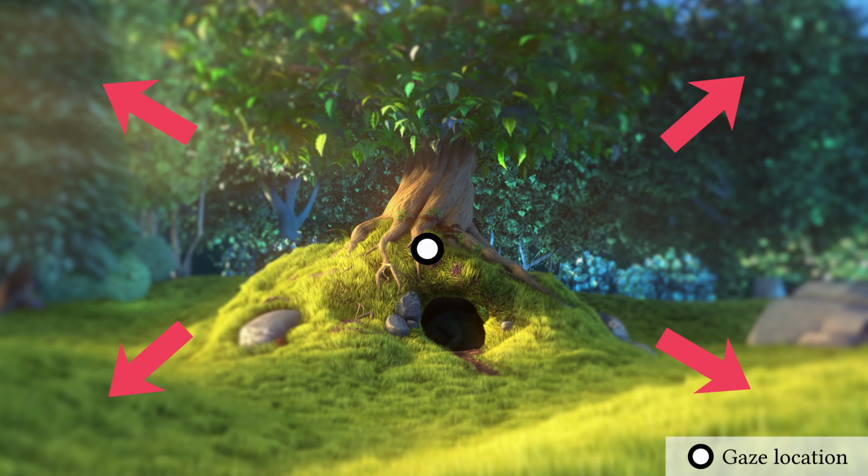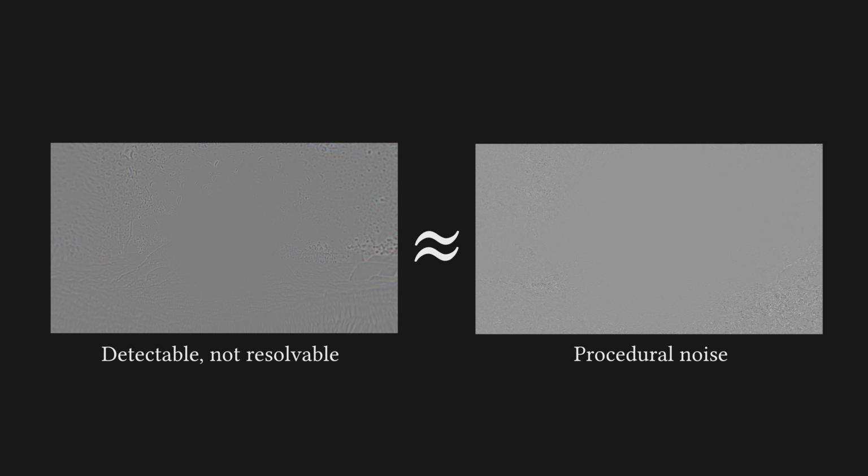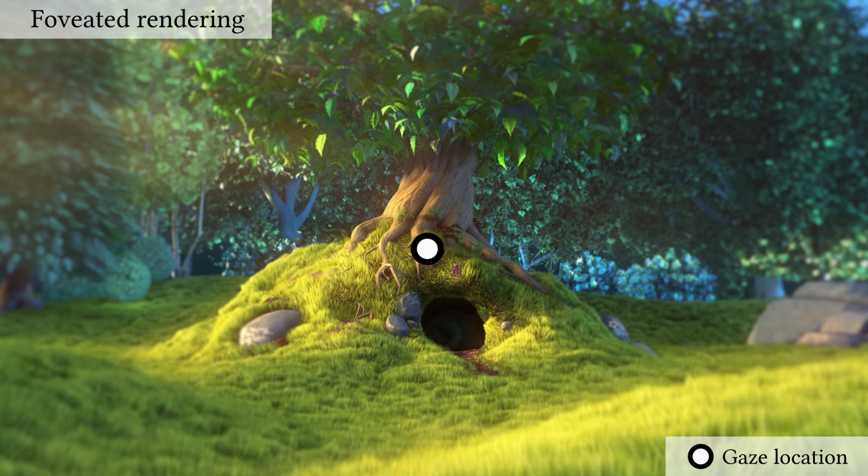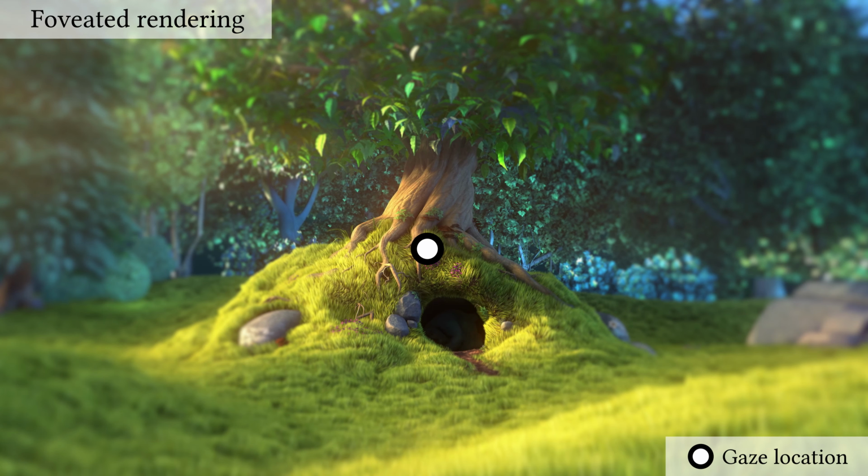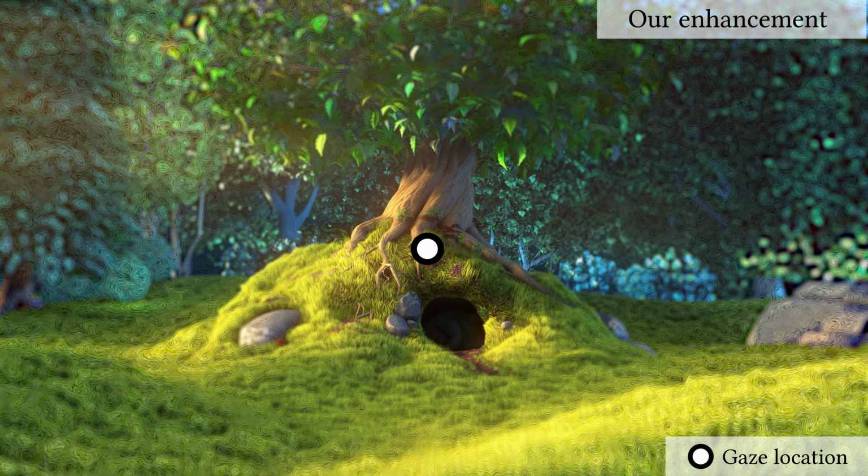In this work, we take advantage of a range of spatial frequencies that are detectable but not resolvable by a human. We demonstrate that instead of rendering this range of details, they can be effectively synthesized using procedural noise. Consequently, we can use more aggressive foveated rendering and eliminate the perceived blur using carefully controlled noise.